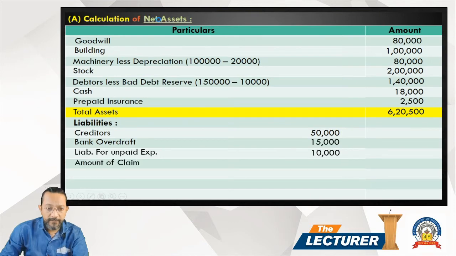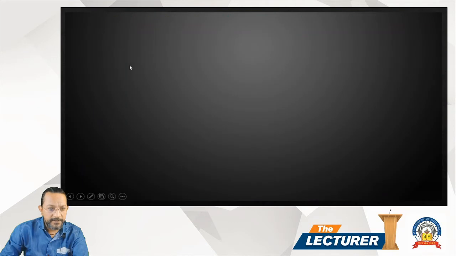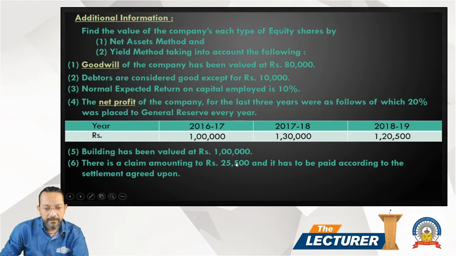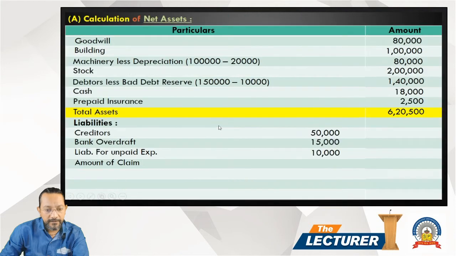Amount of claim. What is the amount of claim? It is given in here. They provide a claim amount of rupees 25,500 and it has to be paid according to the settlement agreement. This is our confirmed liability. So this liability also has to be deducted while we calculate net assets.